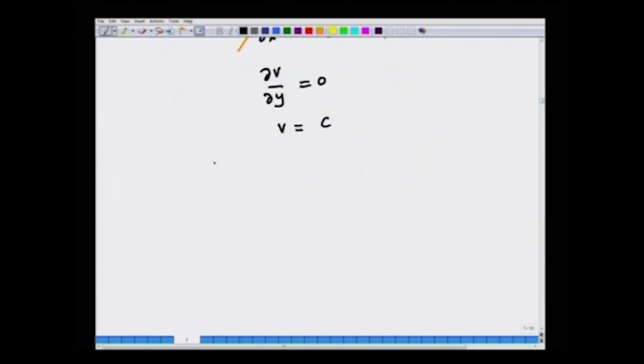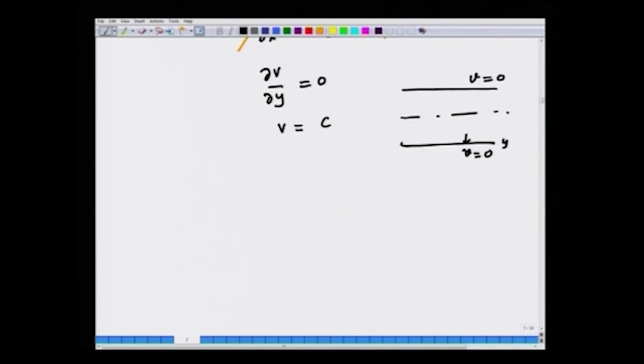Okay. Now, the boundary conditions at the top and bottom wall, at y equal to minus b as well as y equal to plus b, is that the velocity v is 0, because there is no normal velocity.